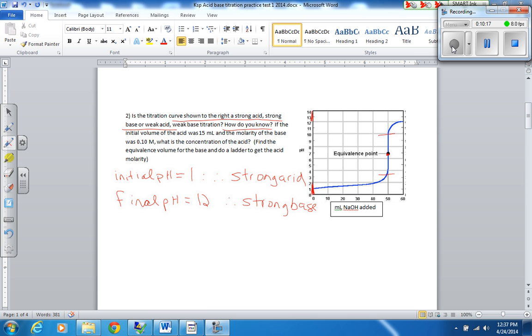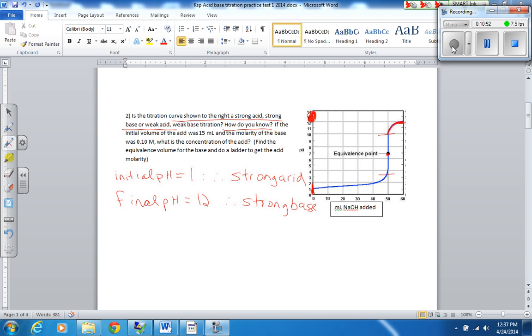If you're wondering what you start with, that's the initial stuff. If your initial stuff starts basic, you're starting with a base. Where you end over here, this ending part, tells you what you're adding. So what you're adding is where you end up with the pH. If your pH ends up basic, the stuff in the burette was basic. If your ending is acidic, the stuff in the burette is an acid.